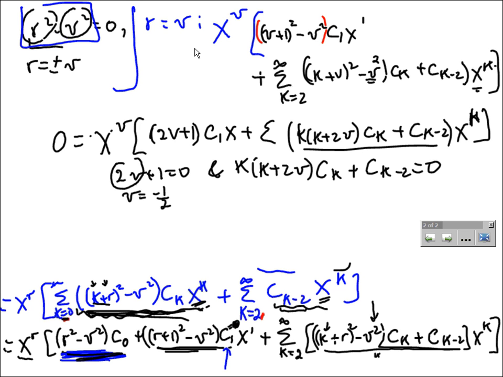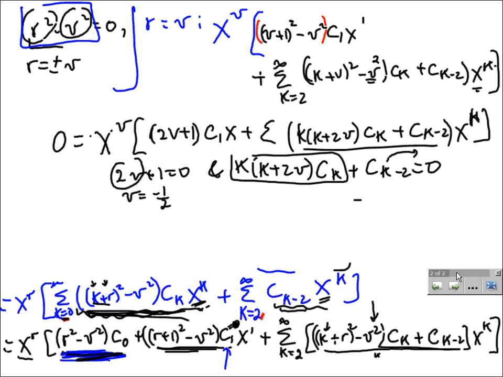And let's see what c sub k is going to be. If I solve for this, that is, I bring that to the other side, the right side will be negative c sub k minus 2. And this number times c sub k will equal negative c sub k minus 2. But I'm going to divide by this number, k times (k plus 2v). That is what c sub k equals.